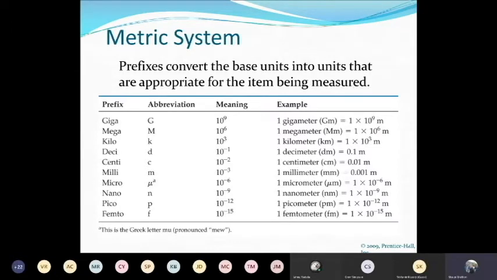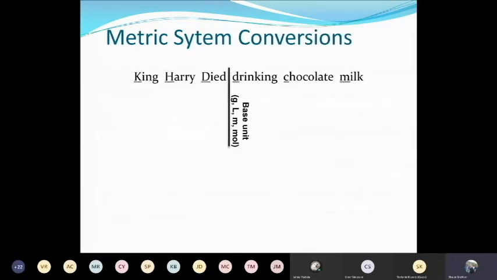Nanotechnology is getting to be pretty popular now, especially in the last 10 to 15 years. Nano is 10 to the negative 9. That's a billion times smaller than your base unit. So the meaning in this chart just really relates back to how big or how small the prefixes are. Now, when we look at problems, all right.